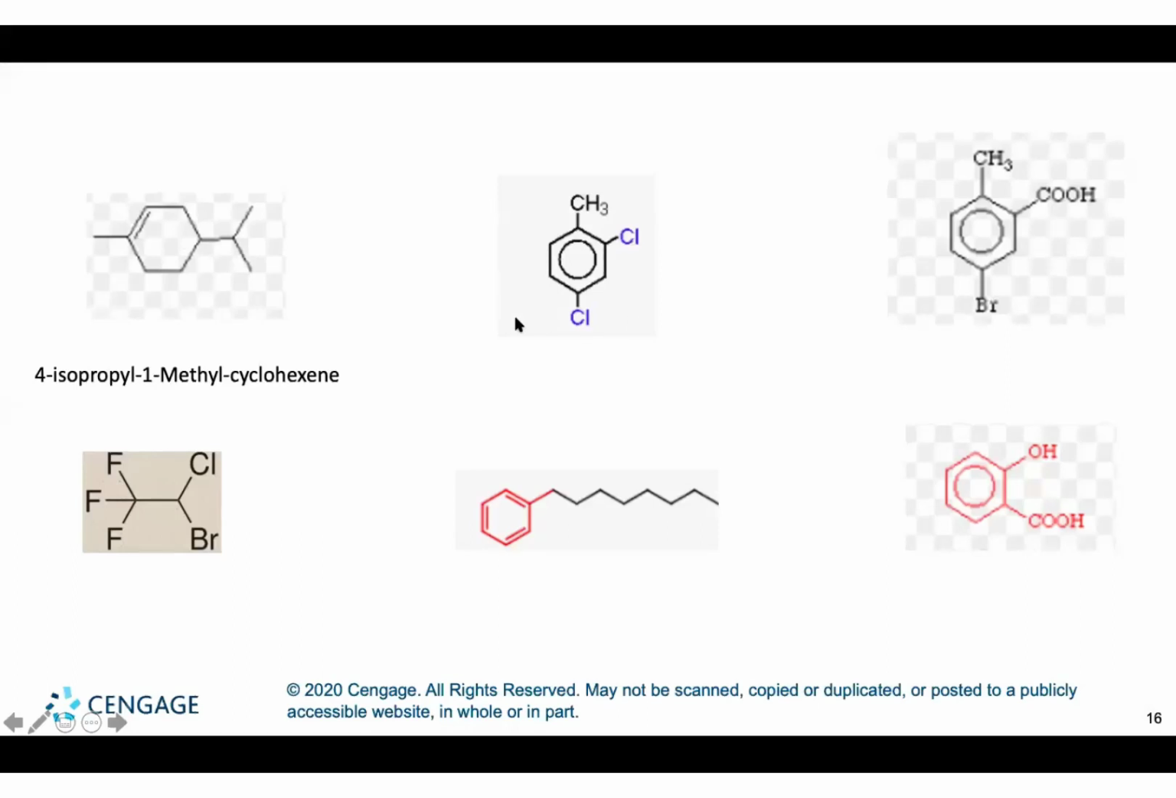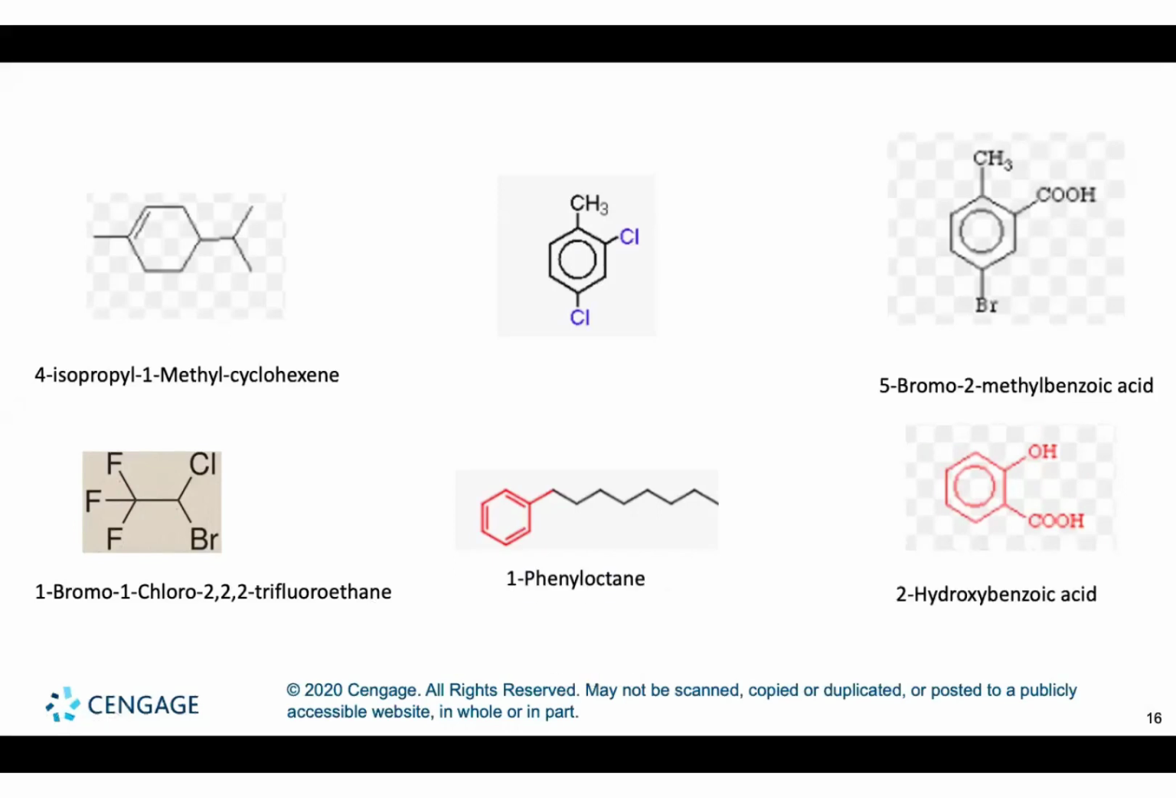What about this one, guys? We talked about it when we have a halogen. So you start from the side that has the lower alphabetical order, which is going to be bromo here, right? It's going to be 1-bromo-1-chloro-2,2,2-trifluoroethane.